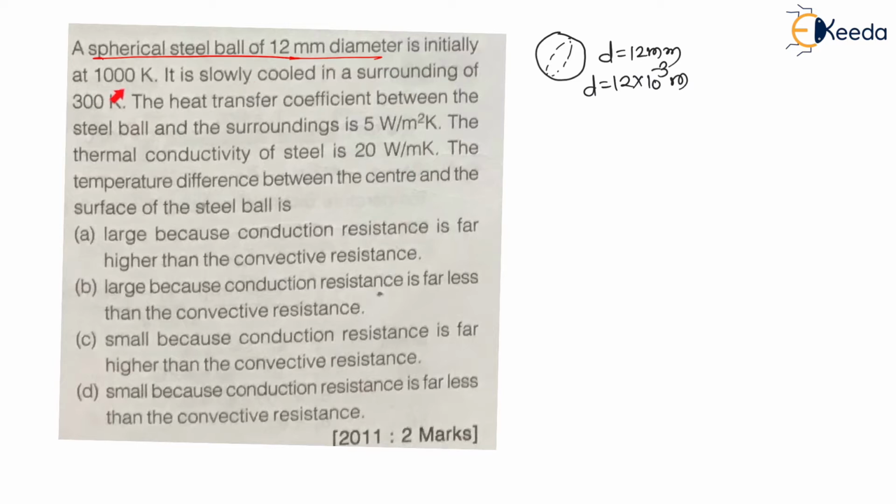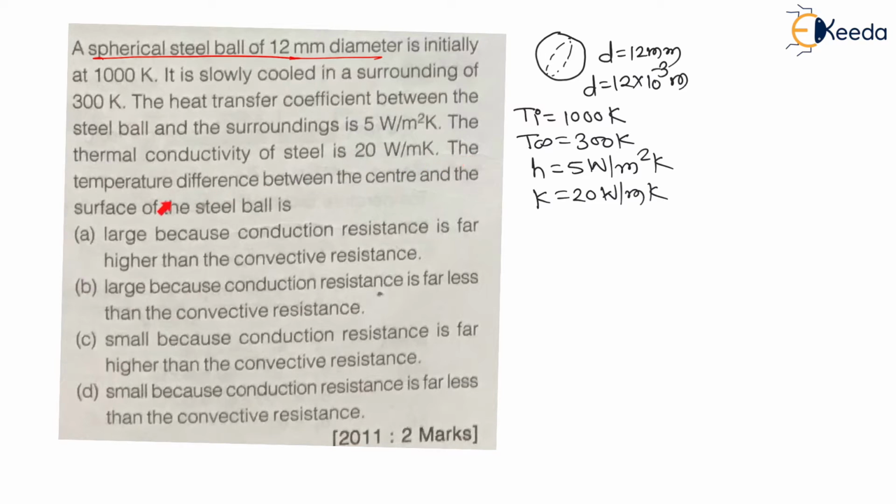Now, it is initially at 1000 Kelvin. The initial temperature of this ball, Ti, is 1000 Kelvin. Then, it is slowly cooled in a surrounding of 300 Kelvin. The surrounding temperature, T infinity, is given as 300 Kelvin, right? Then, the heat transfer coefficient between the steel ball and the surrounding is 5 watt per meter square Kelvin. So h is 5 W/m²K. Then the thermal conductivity of steel is 20 watt per meter Kelvin. Therefore, k is 20 W/mK.